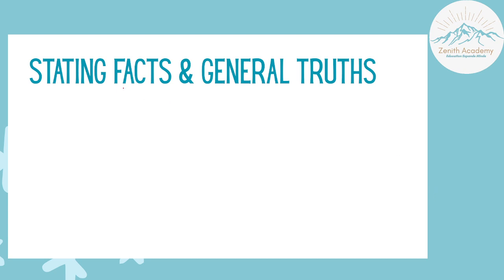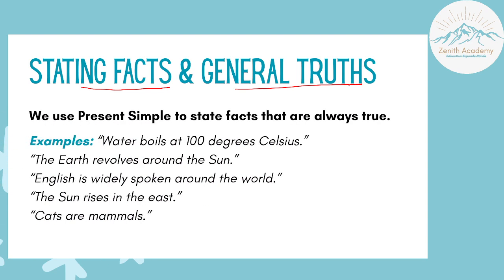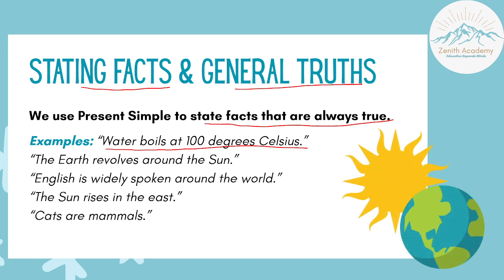Now, whenever you are stating facts and general truths, we use present simple to state the facts that are always true. For example, water boils at 100 degrees Celsius, so that's a truth. Earth revolves around the sun, that's a truth. English is widely spoken around the world, that's a truth and a fact. The sun rises in the east, a fact. Cats are mammals, a fact and general truth.